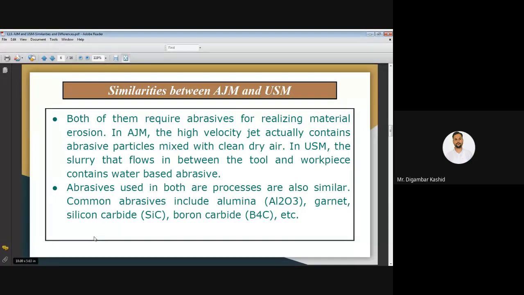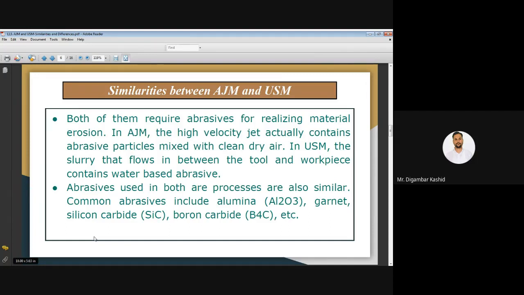In case of abrasive jet machining, the high velocity jet actually contains abrasive particles which are mixed with the clean dry air. But in case of ultrasonic machining, the slurry that flows in between the tool and workpiece contains water-based abrasive particles which are suspended in the liquid, or mixed in the water. That is called the abrasive slurry, and that is used in case of ultrasonic machining.